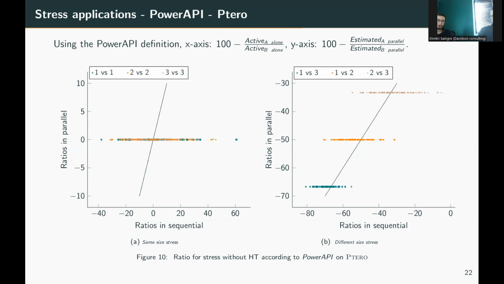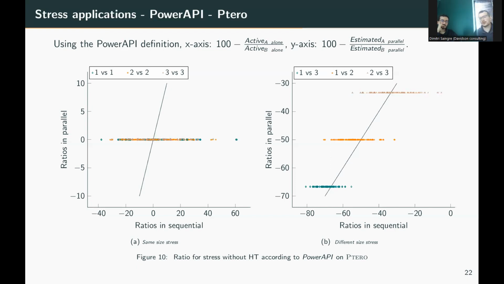And what we can see is that even if application A was consuming 60% more energy than application B in isolated execution, the power model does not see that. Because it's based on CPU time, it decides that the two applications are consuming the same amount of energy, the same amount of power.